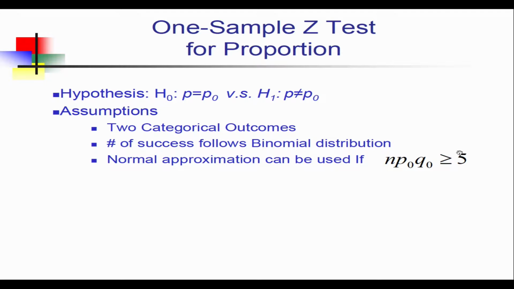This quantity, if greater than 5, this is whenever either the sample size is really large or P0 is around 0.5, it's not near 0 or 1. So then this quantity should be greater than 5. Whenever this quantity is greater than 5, we can use the normal approximation to approximate the statistic we're going to talk about next.